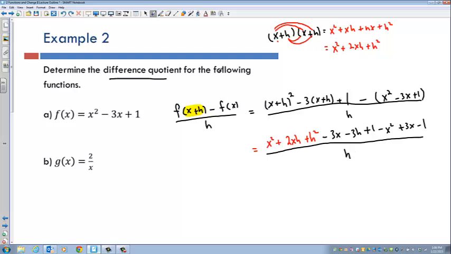And now lots of things are going to cancel, so let's take a look and cross off the things that will cancel here. So I see I have an x squared here, so I have plus x squared and minus x squared, so they're gone. I have a minus 3x and a plus 3x, so they're gone. And I have a plus 1 and a minus 1, so those two things cancel out. So what am I left with? Well, I have a 2xh plus an h squared, and then minus a 3h, and this is all divided by h.